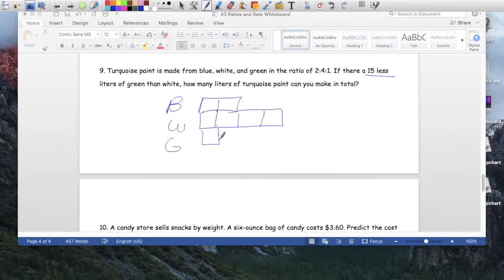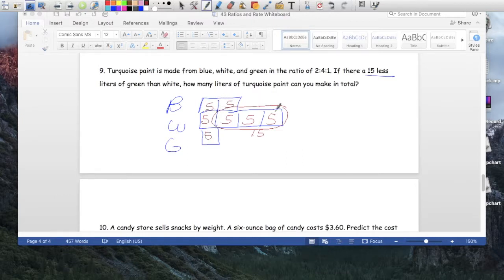Obviously there's less green than white. If you compare the white and the green, obviously there's less green, which means there's more white. And the more white part compared to the green is this part right here. So if you compare the number of boxes, white has 3 more than green. So that's going to be represented by 15. So 15 divided by 3 boxes means that each box is 5, which means all the other boxes are going to be 5 as well.